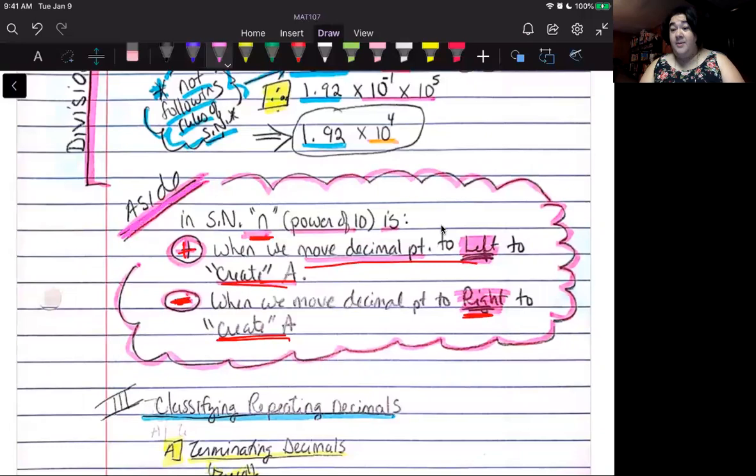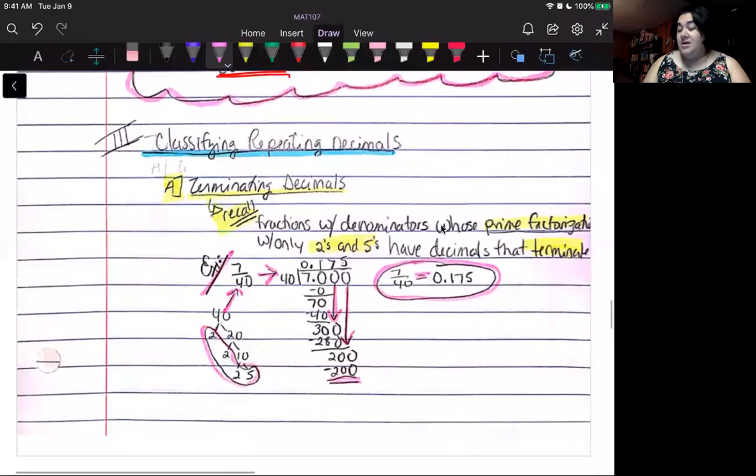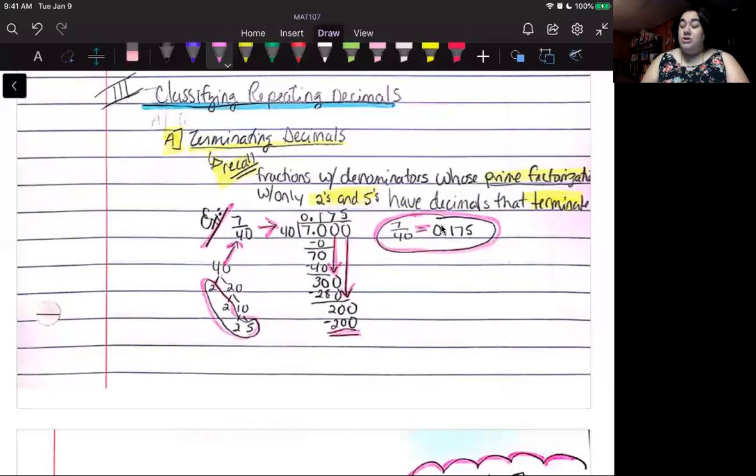Last but not least, for this section, we want to talk about repeating decimals. Now, terminating decimals are decimals that do not repeat, in essence, okay? And you will know that you're looking at a terminating decimal if, and that's the important part here, the denominators of the fractions that created those decimals, if you were to get the prime factorization of them, would only have 2 and 5 in their prime factorization. When that is the case, you can be sure that you're looking at a fraction that will turn into a decimal that terminates, meaning it does not repeat, okay?